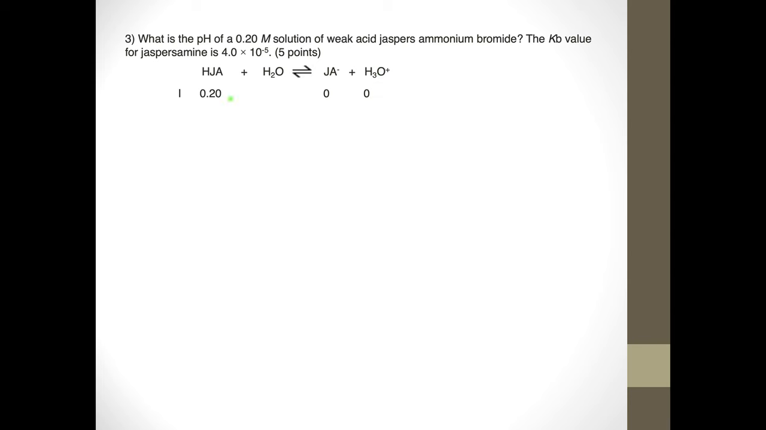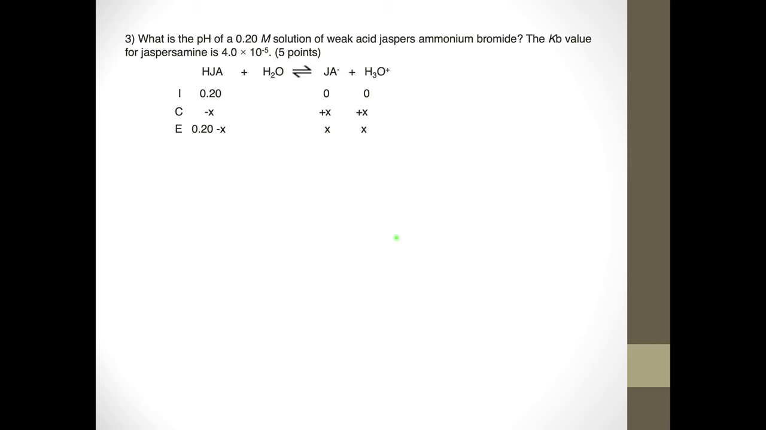Here we have the initial concentration 0.20, and we have 0 and 0. We don't count water because it is the solvent, so it's not going to affect the concentration. The change is minus X, and plus X and plus X in the products. At equilibrium, we're going to have 0.20 minus X of the weak acid and X for the base and H3O. Now, we need to calculate the pH.